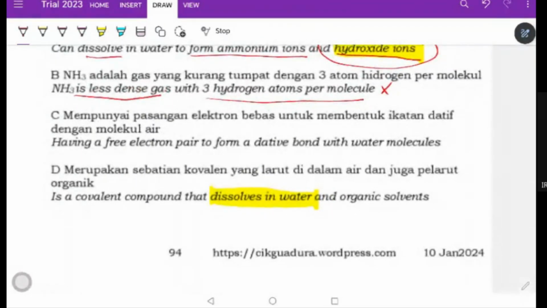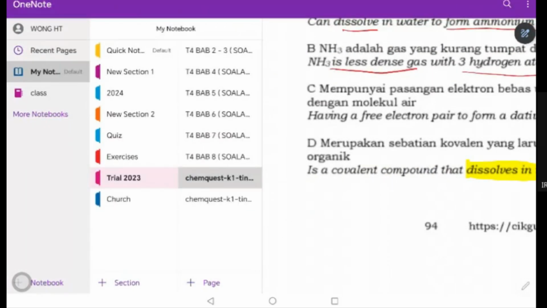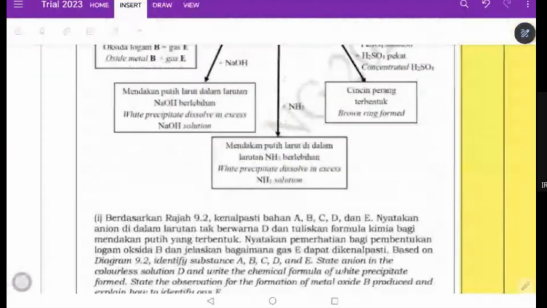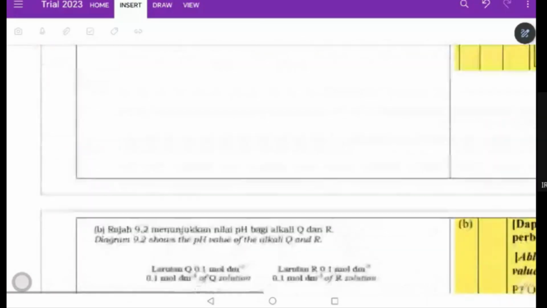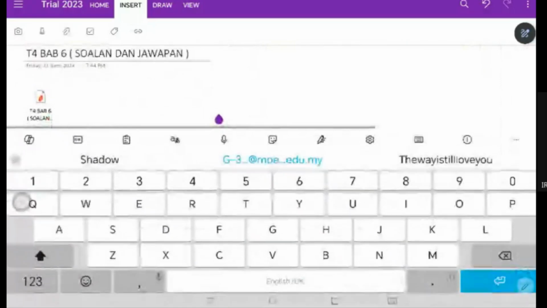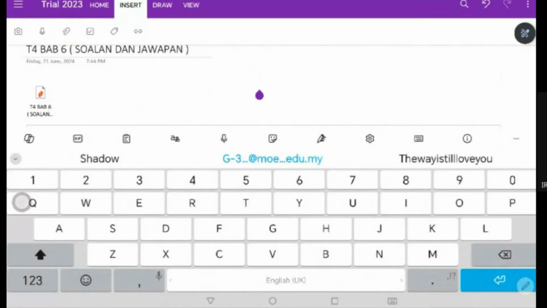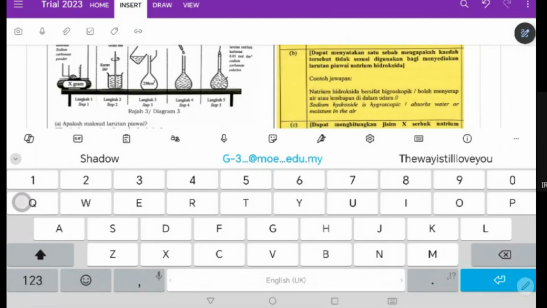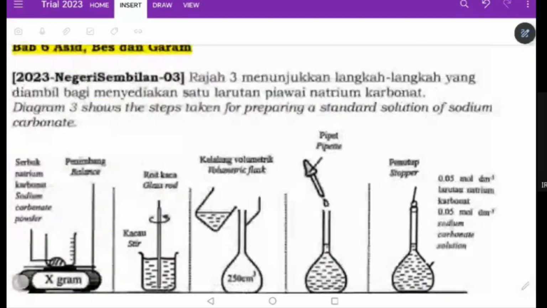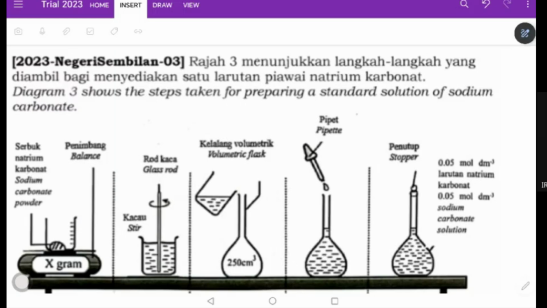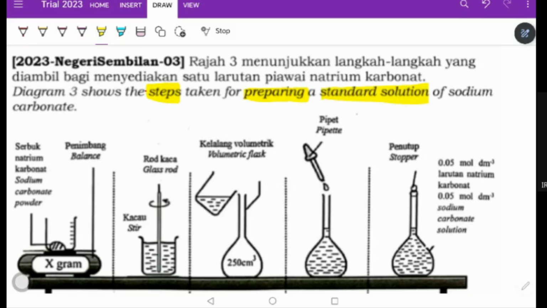Okay, so for paper 1, we discussed some here. We go to paper 2. For this, a lot of questions are the essay part, which is good. But this one is a structured question. The diagram shows the steps for preparing the standard solution, sodium carbonate.